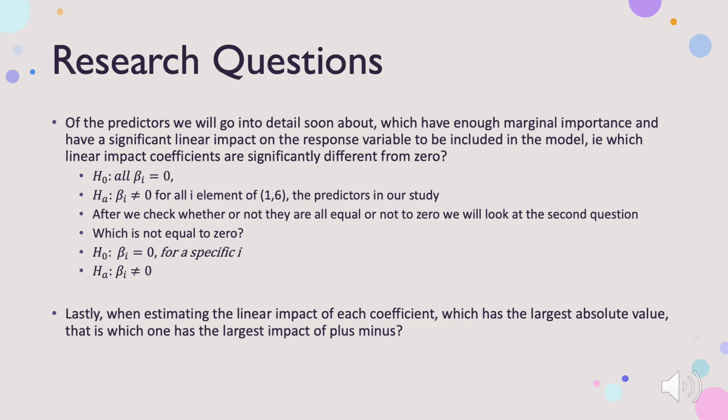Our research question in this study was which of the predictors have enough marginal importance and have a significant linear impact on the response variable to be included in the model. We're looking at which of these are significantly different than 0. Our null hypothesis is that they are all 0. Our alternative hypothesis is that at least one is not 0. After that, we will look at which has the largest absolute value, that is, which one has the largest impact on plus minus.